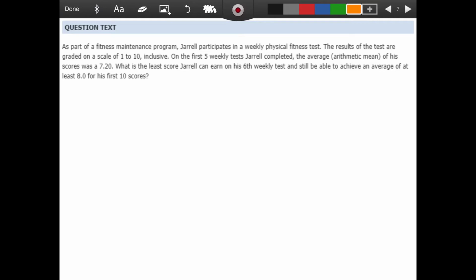As part of a fitness maintenance program, Jarrell participates in a weekly physical fitness test. The results of the test are graded on a scale of 1 to 10, inclusive. On the first 5 weeks, Jarrell completed, the average, arithmetic mean, of his scores was 7.2. What is the least score Jarrell can earn on his 6 weekly tests and still be able to achieve an average of at least 8 for his first 10 scores? And this is a fill-in problem. And remember, this is a mean problem because we're talking about average, not because it is a lengthy fill-in.